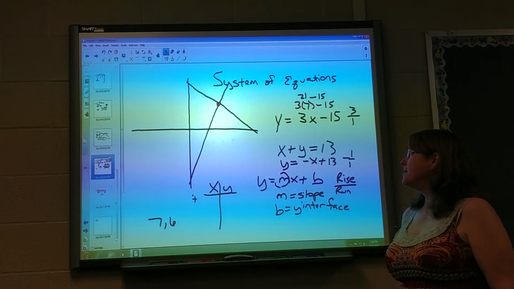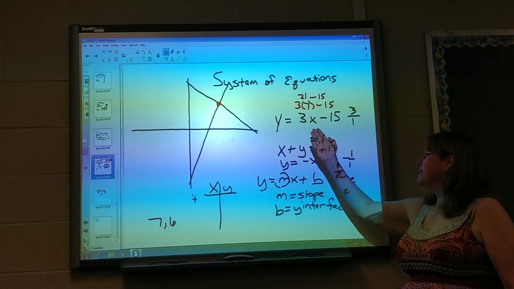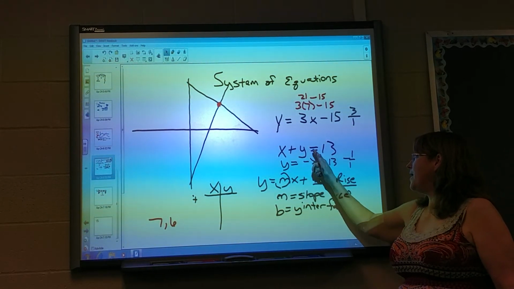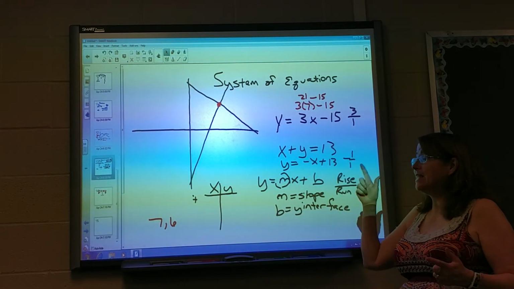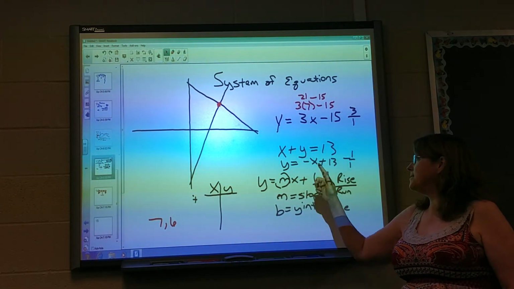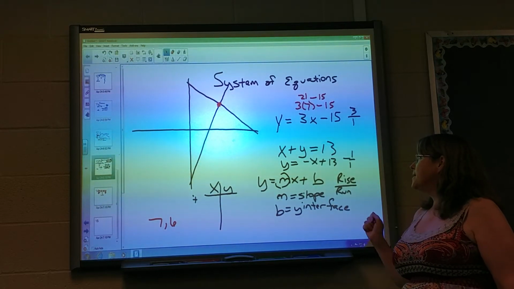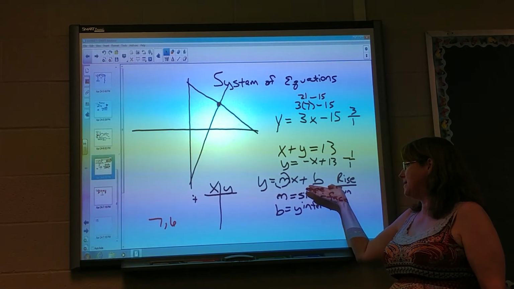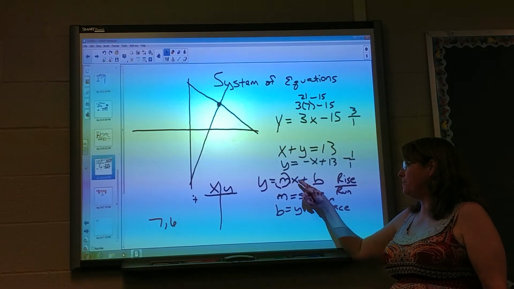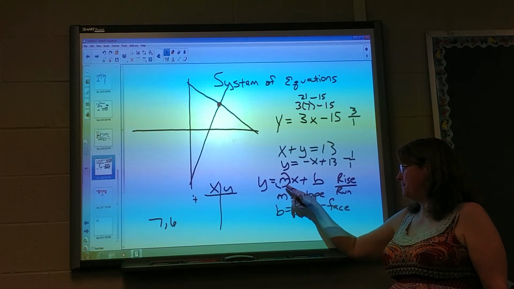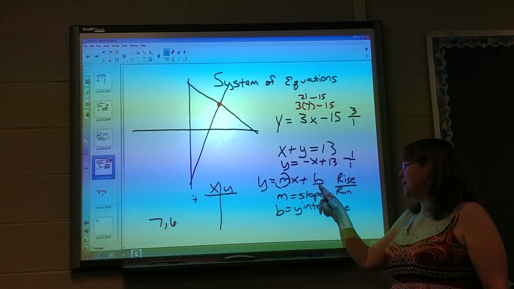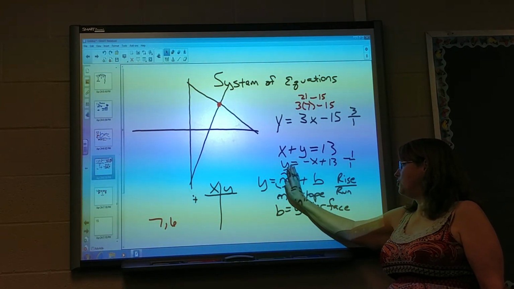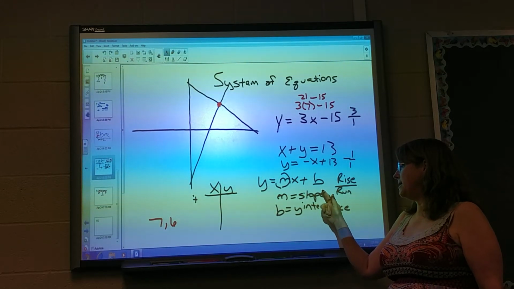Systems of equations. That's when you have an equation such as y equals 3x minus 15 and x plus y equals 13. You have two different lines, and a line is a line because it has an x and a y in it. So if you set it up into this form, which is y equals mx plus b, our slope-intercept form, this tells you m is the slope, and b is your intercept. If we made the slope 0, there was no slope, and you took that away, then y would equal b.